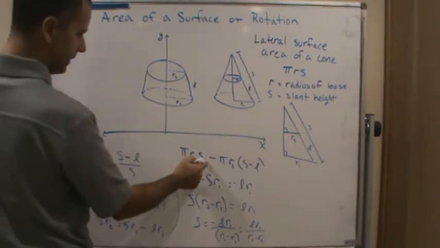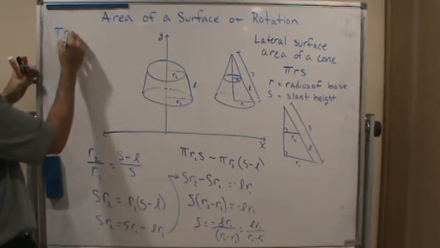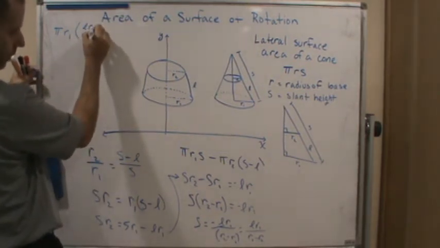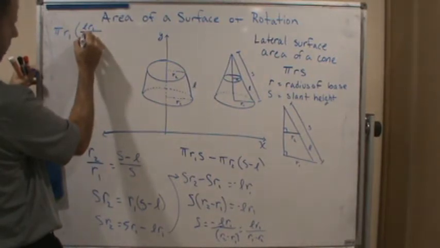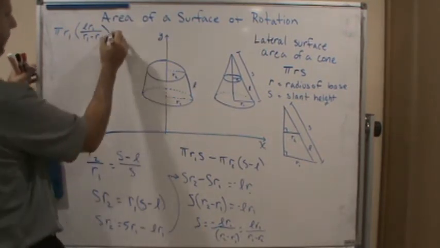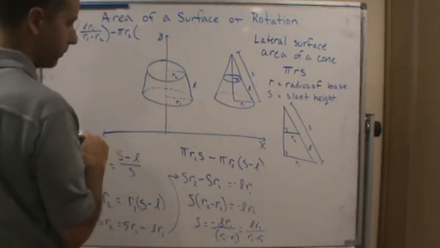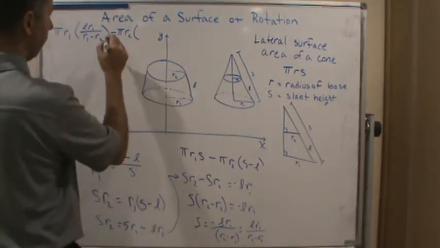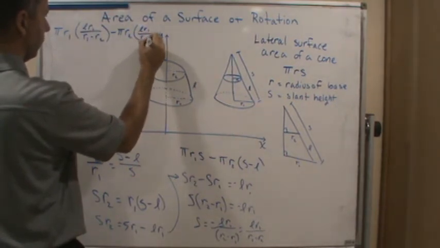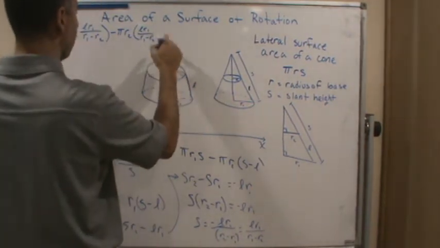So what I'm going to get is this here is going to end up being pi R1 times L R1 over R1 minus R2, minus pi R2, and this is going to be L R1 over R1 minus R2, minus L.